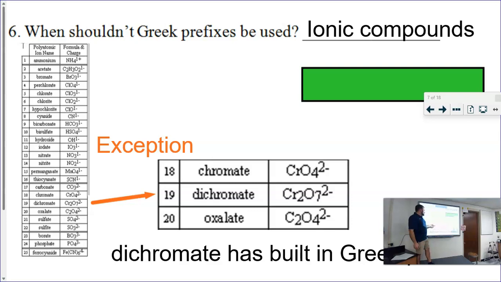The one weird one, which we're pointing out right here, is the exception. There's a polyatomic ion called dichromate. The prefix di makes it seem like it's one of our Greek prefixes for a covalent compound, but this is just called dichromate.